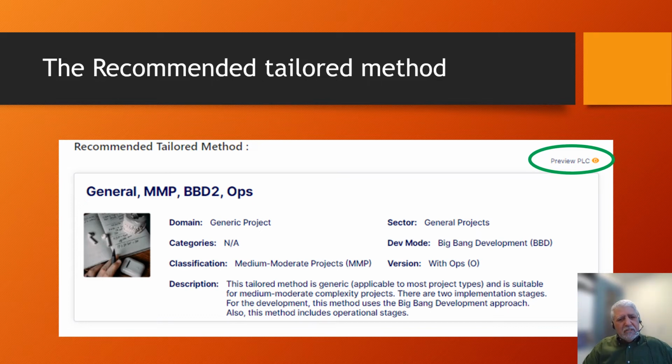But we provide a description here. So the sector is general project, the domain is generic. There is no category we use here. The development is selected. The classification is defined here, and it says the version is with operation, and a short description.